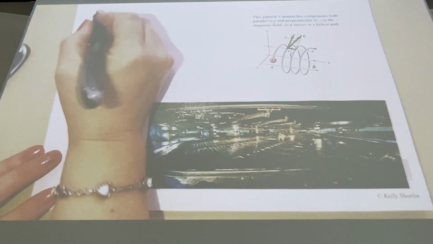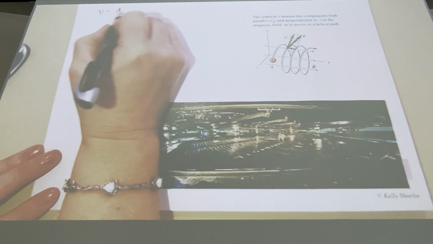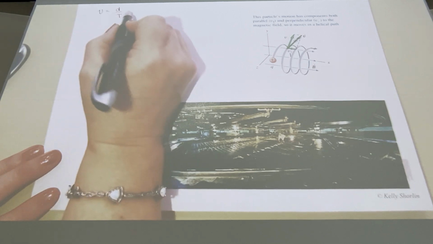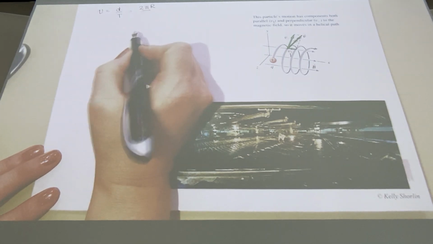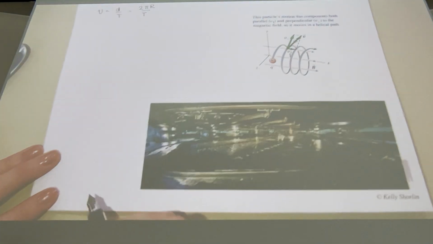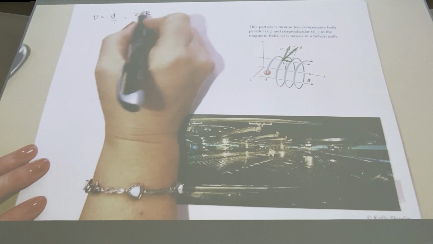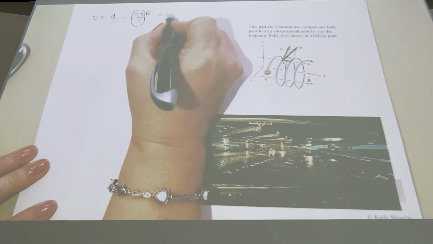If we apply our straightforward analysis, if we remember that V is d over the time it takes, and we're thinking about one complete circle, then the distance would be 2 times pi times the radius of the path. The time would be the period for one cycle, so one turn around the circle. 2 pi over the period, that's angular frequency.